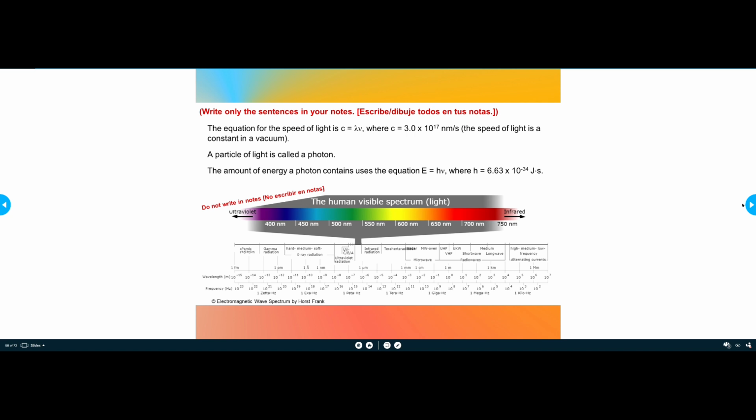A particle of light is called a photon. The amount of energy a photon contains uses the equation E equals h nu, where h is Planck's constant, 6.63 times 10 to the negative 34th joules times seconds.